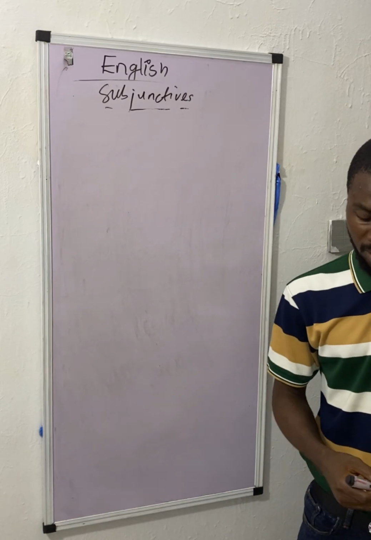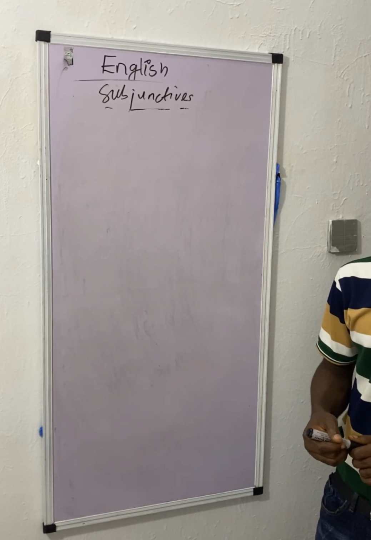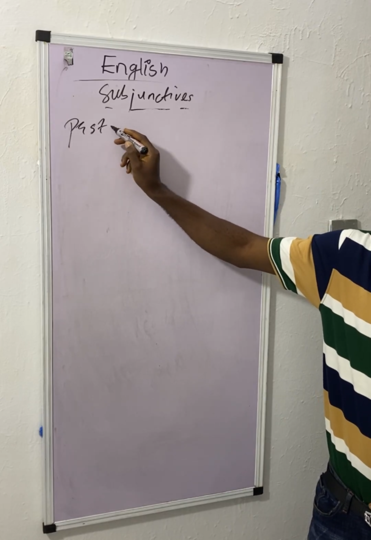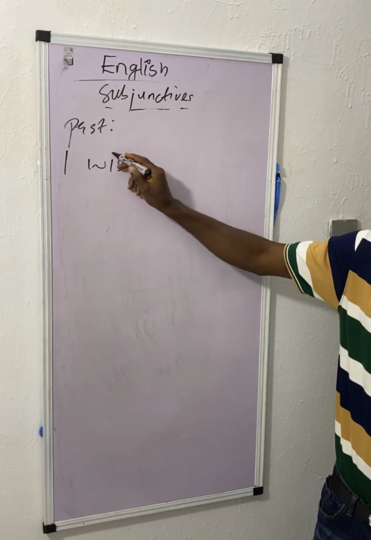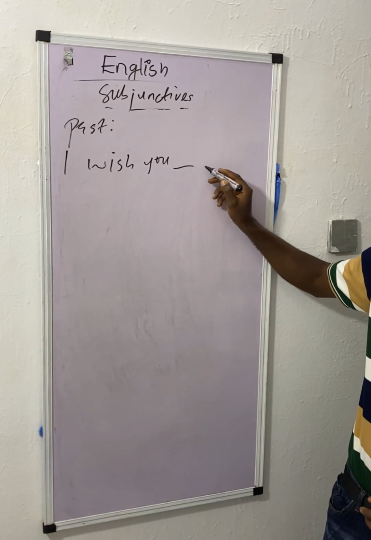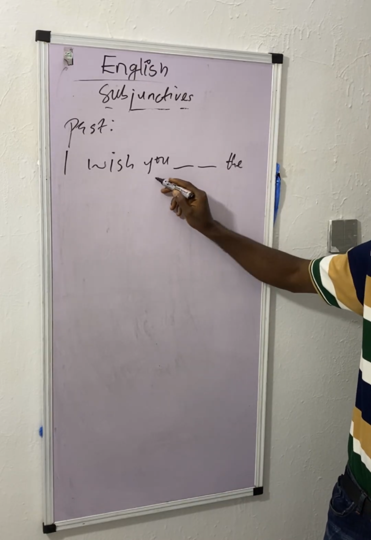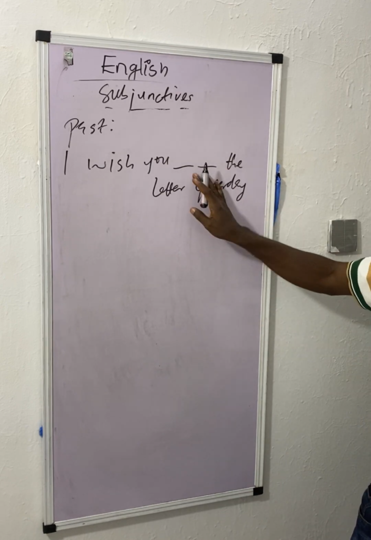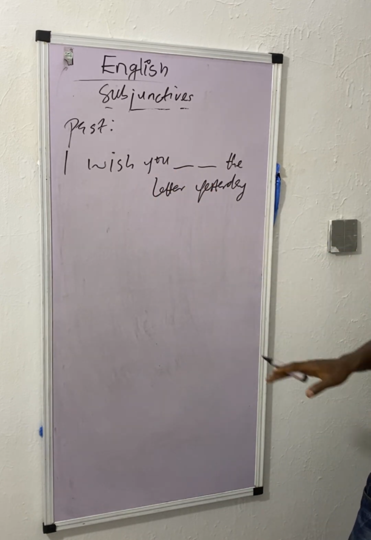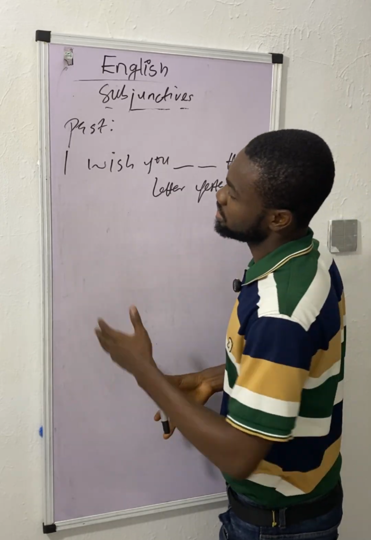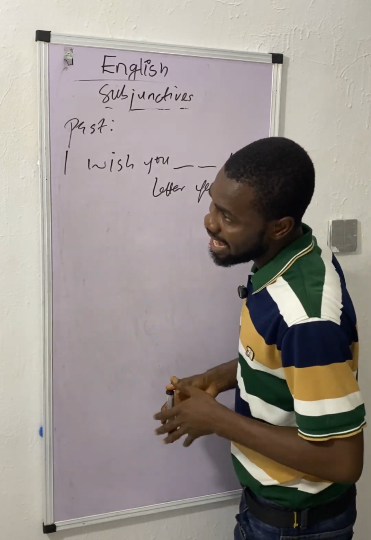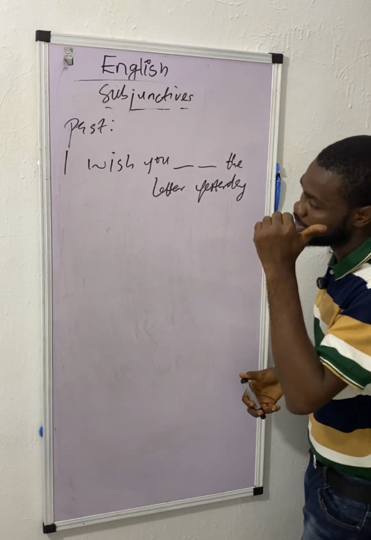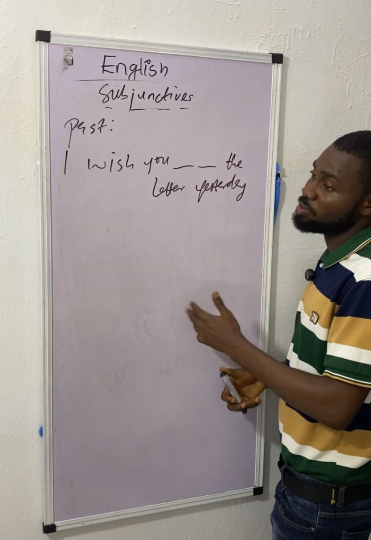So for example, which past example do we use now? I wish you had written, you had blank. I wish you blank the letter yesterday. What do we put here? This is talking about the past, something that happened in the past. Since we are tracing back to the past, we express it in the past perfect tense.